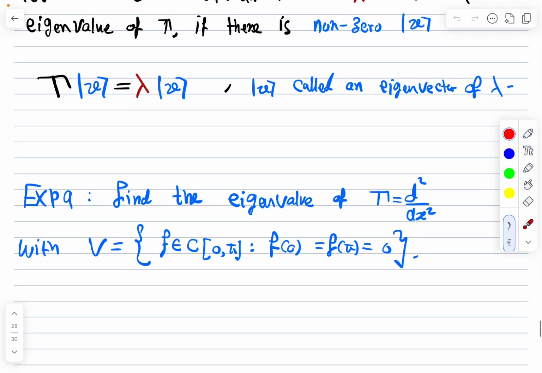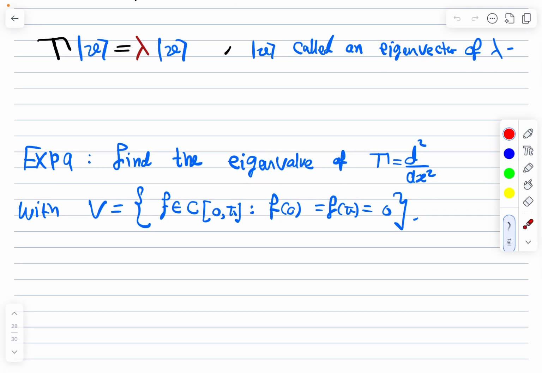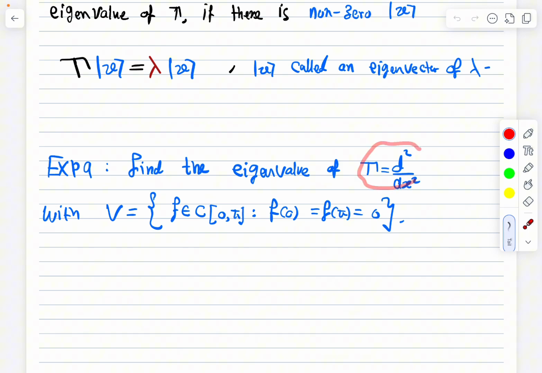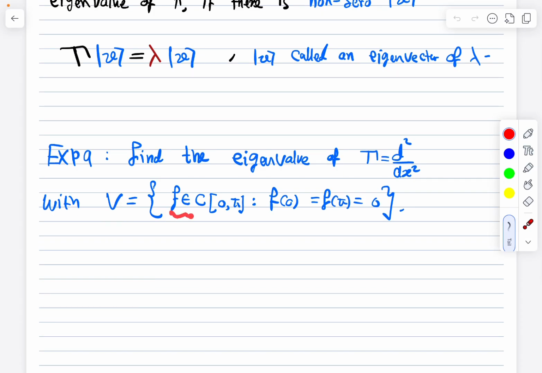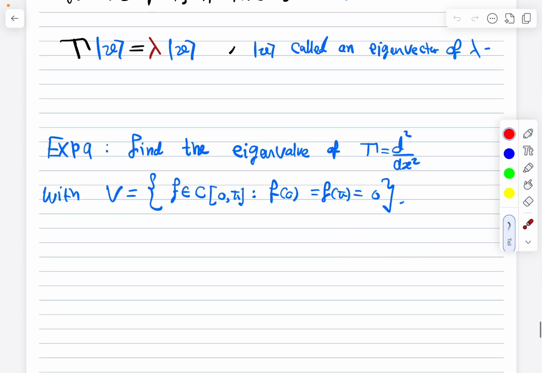Now let's consider an example. Find the eigenvalues of T, which is defined as the second derivative. We know that the second derivative is also an operator, a linear operator; you can check it easily. And let's assume that my vector space is a subset of the continuous functions from 0 to pi, but with the condition that these functions must vanish at 0 and at pi. So basically my vector space has all the functions f, g, h, any function such that it is continuous from 0 to pi and vanishes at the boundary.